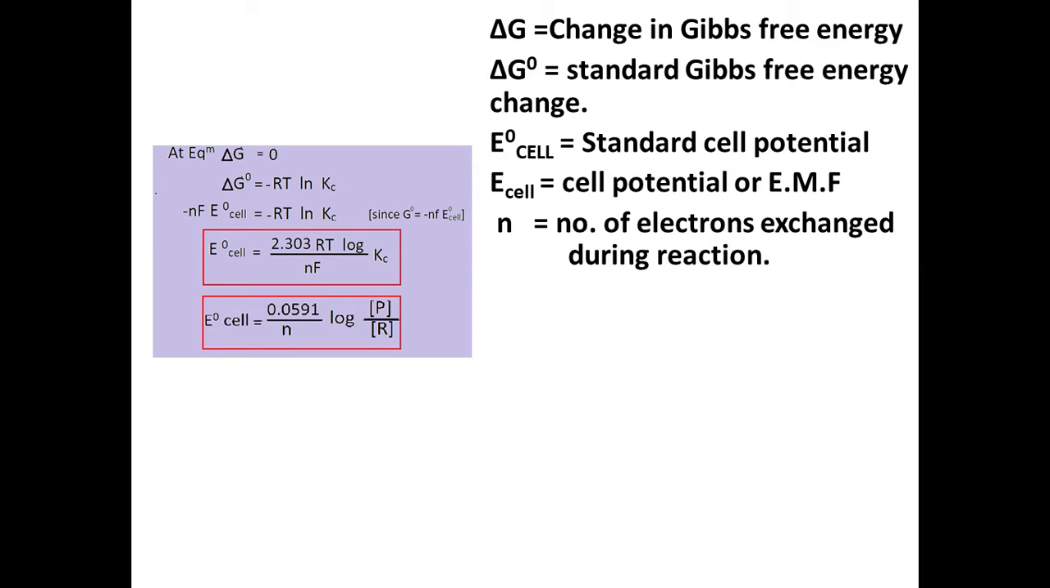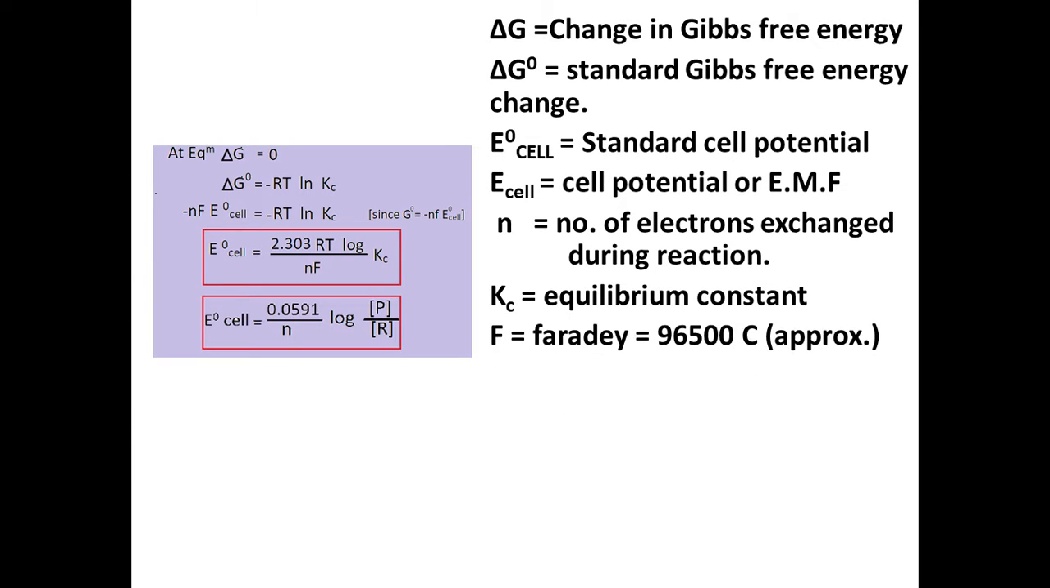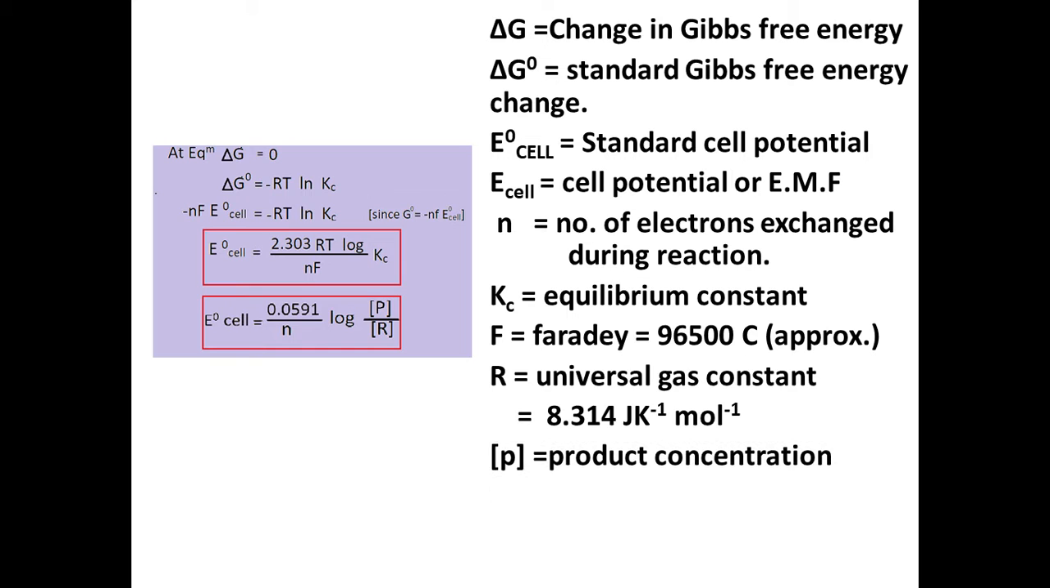N is the number of electrons exchanged during the reaction. Kc is the equilibrium constant in terms of concentration. F is the Faraday, having value approximately 96500 Coulomb. R is the universal gas constant, having value 8.314 joule per Kelvin per mole. P is the concentration of product and R is the reactant concentration.